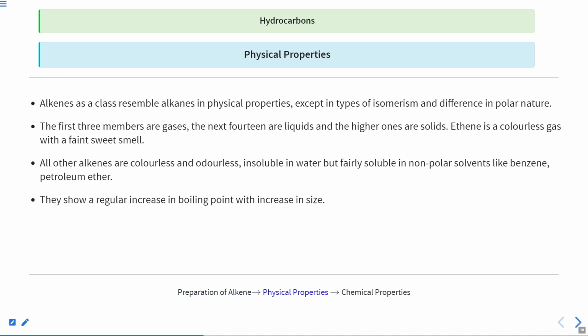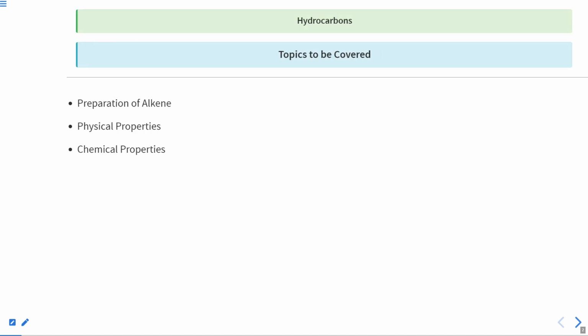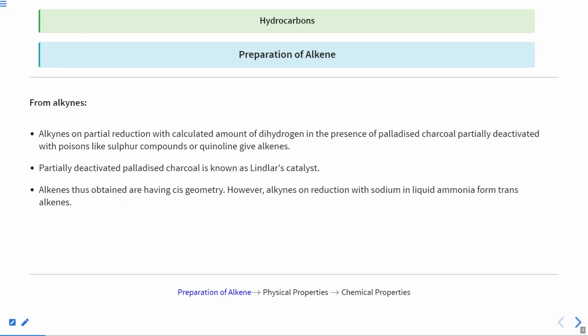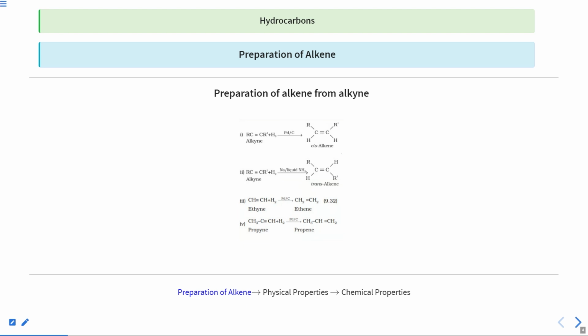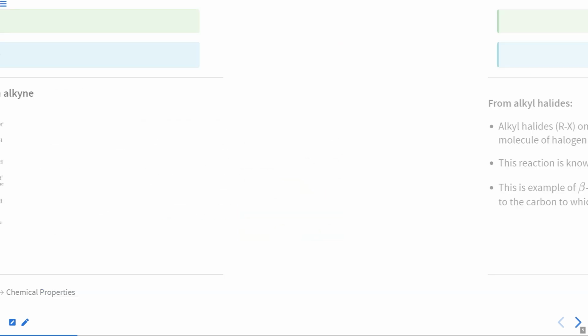Now we are done with the preparation methods, so let me get back for a quick revision of what we have studied. We have done it from alkyne. We did two types of reduction. One is with palladium and charcoal, which gives us cis, and another is with liquid ammonia and sodium, which gives us the trans alkene. This palladium charcoal is also called Lindlar's catalyst.